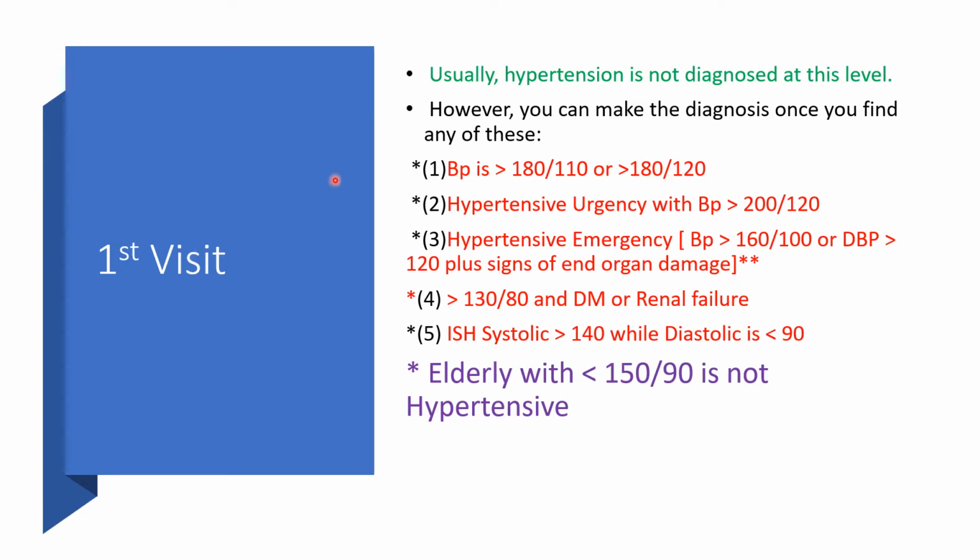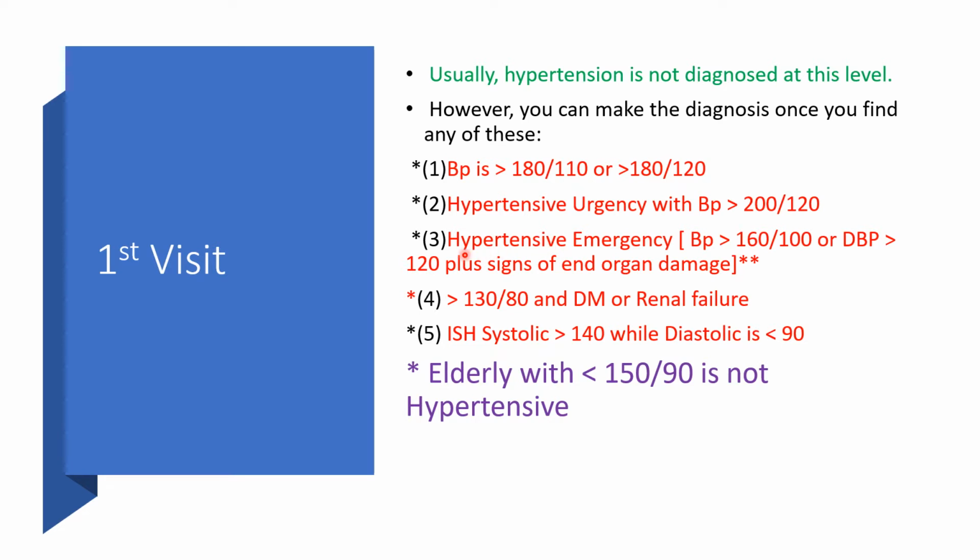Now, the first visit. Usually, hypertension is not diagnosed at this level, but you can make the diagnosis of hypertension at the first visit if you find any of the following. Number 1, if the blood pressure is greater than 180 over 110 or greater than 180 over 120, you can diagnose hypertension at the first visit, right? If there is hypertensive urgency with BP greater than 200 over 120, there's no need to waste time anymore.